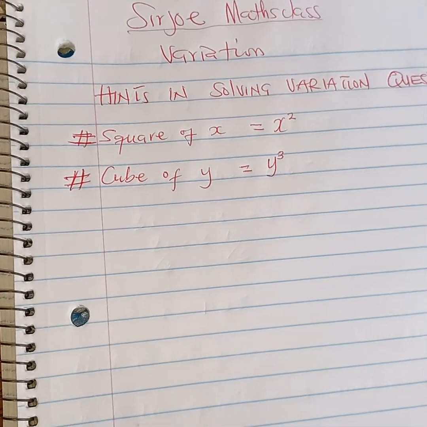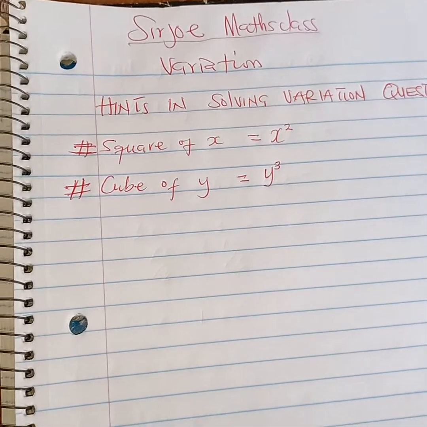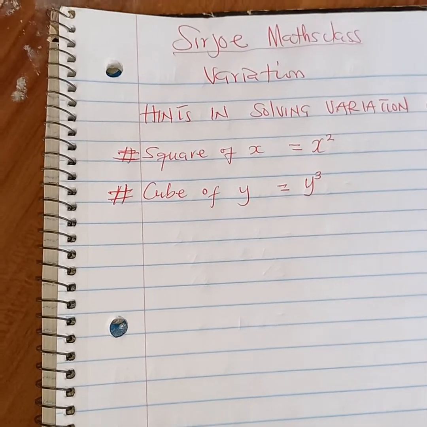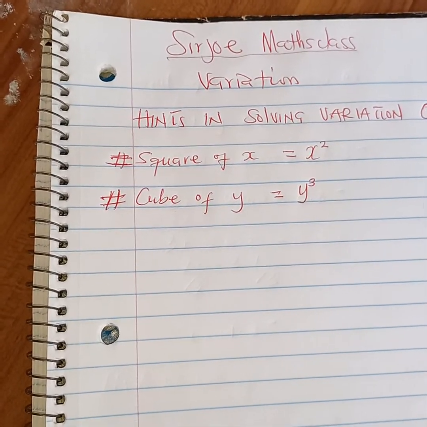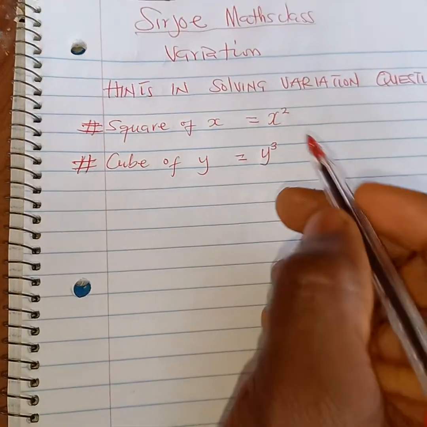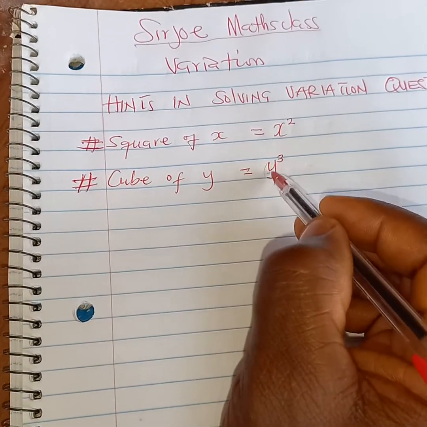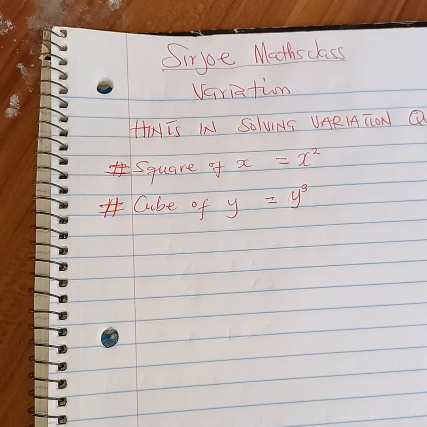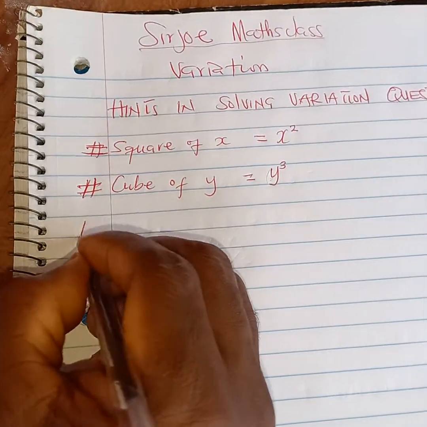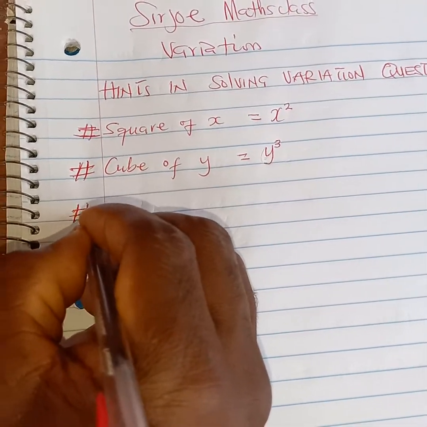So if you get something like y varies directly as cube of 10, then instead of writing y, you write 10 cubed. Let's look at another hint.